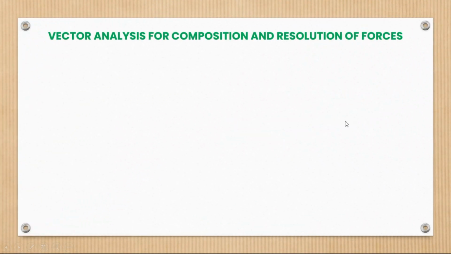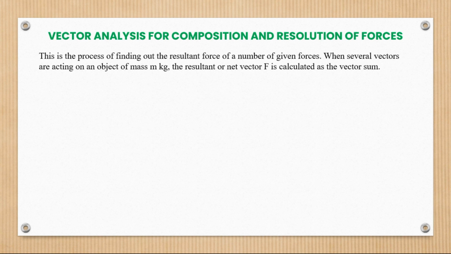So today we'll look at vector analysis for composition and resolution of forces. This is the process of finding out the resultant force of a number of given forces. When several vectors are acting on an object of mass m kilograms, the resultant or net vector F is calculated as the vector sum. For example, if we have different forces that we're adding together, the resultant vector is equal to V1 plus V2 plus V3 and so on, depending on the number of forces given.